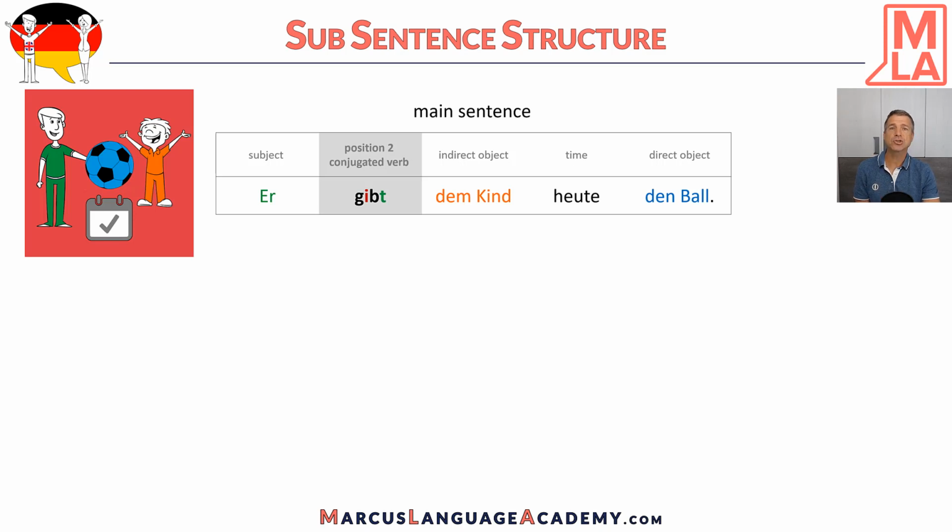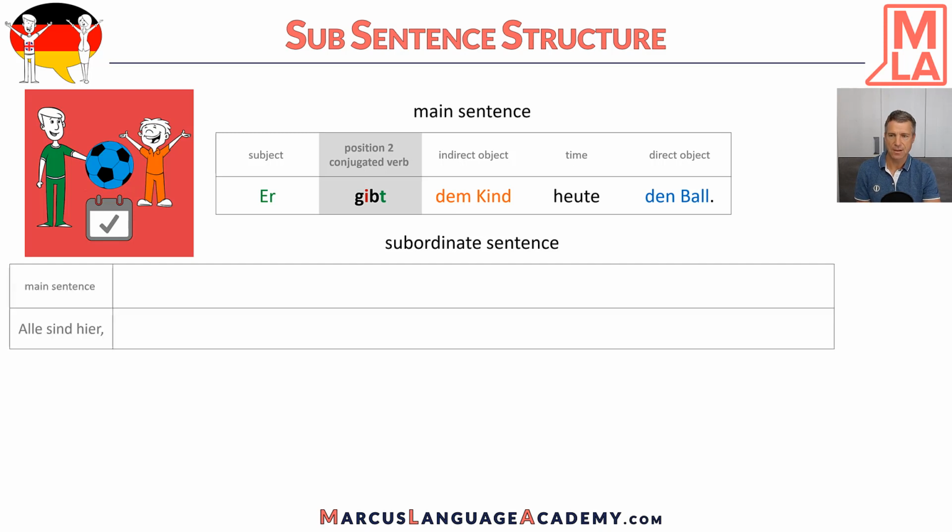But let's see what changes for a sub-sentence structure. Very, very important: every sub-sentence needs a main sentence. It's impossible that a sub-sentence exists by itself. So it needs a main sentence every time. Let's take a really simple main sentence here: Alle sind hier. Everybody is here.